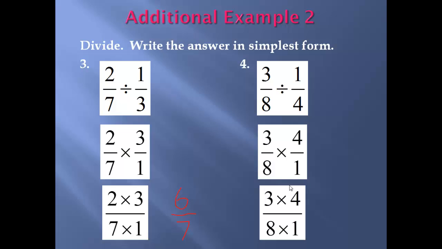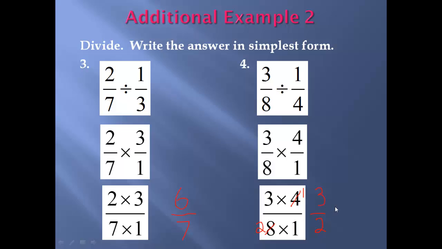Then I look to see if I can simplify anything. I can divide 4 and 8 both by 4. 4 divided by 4 is 1, and 8 divided by 4 is 2. Now I'm going to go ahead and multiply across. 3 times 1 is 3, and for the denominator, 2 times 1 is 2.